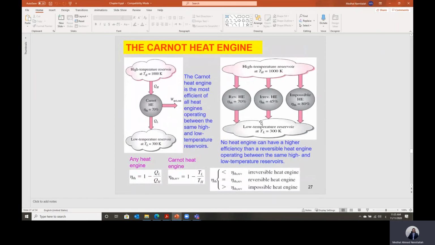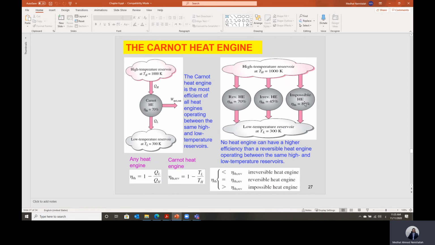Okay, here, guys, what we said is that in the case of a reversible heat engine operating between T high and T low, with an efficiency equal to 70%, this is the maximum efficiency. So if we have an irreversible, actual heat engine, it should have an efficiency less than the reversible one. So for an irreversible heat engine, the efficiency should be less than the maximum, or reversible, efficiency. But is it possible to have an efficiency greater than the maximum efficiency?